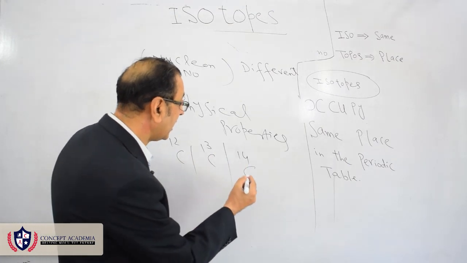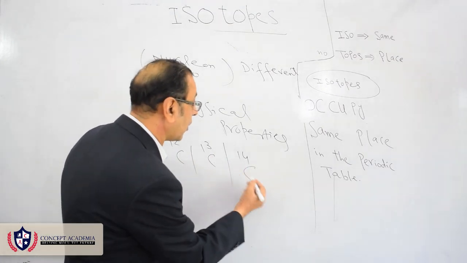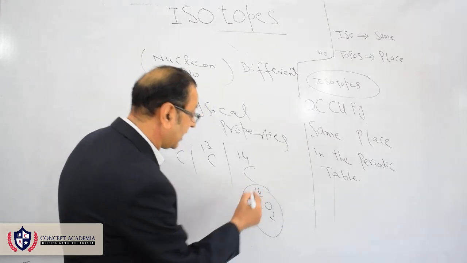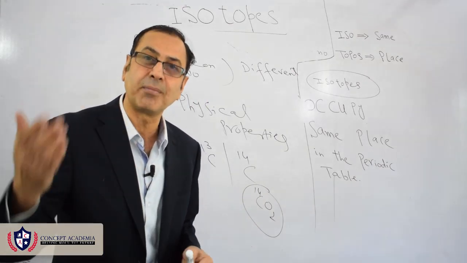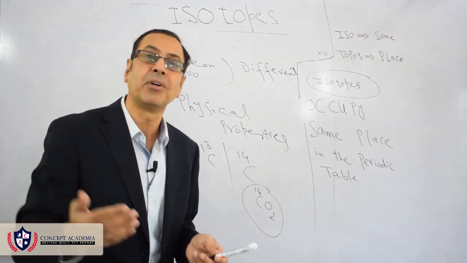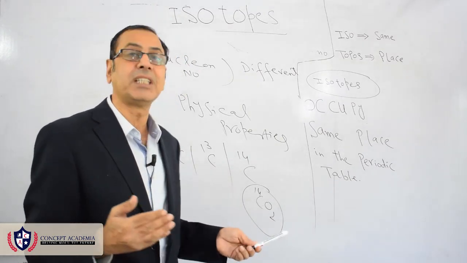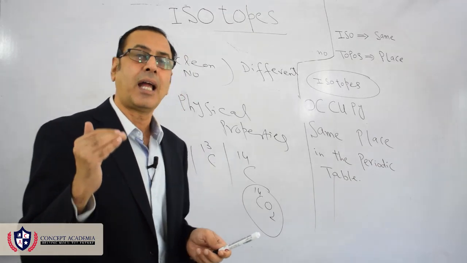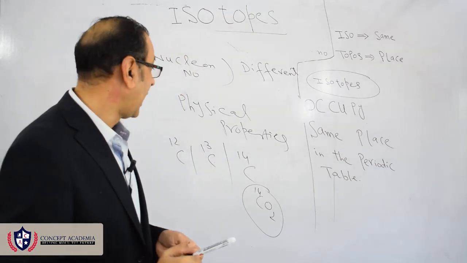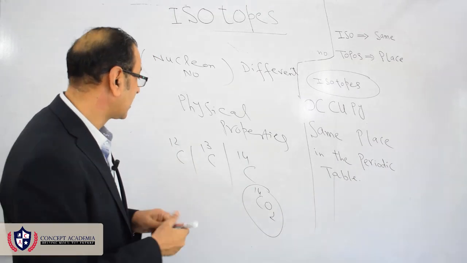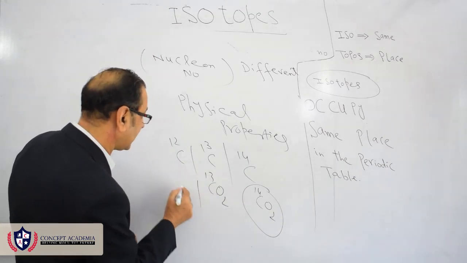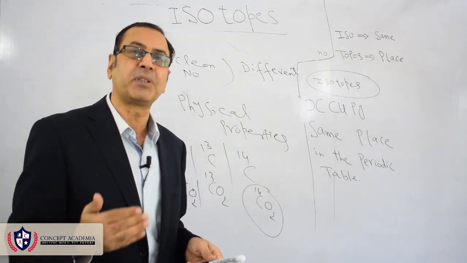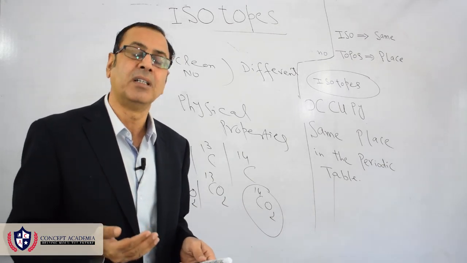For example, if I convert this carbon into carbon dioxide gas, the carbon 14 gas has a higher mass because its nucleon number is more. So because of carbon 14, its rate of diffusion will be less, smaller as compared to the carbon dioxide made from carbon 13 and carbon 12. So the physical properties depend upon the nucleon number.